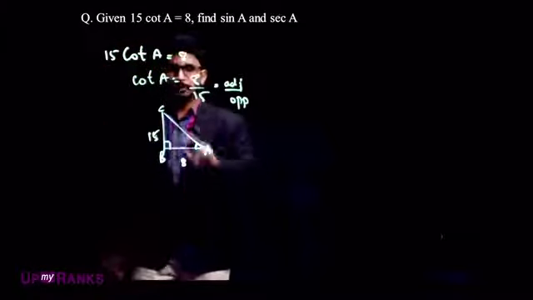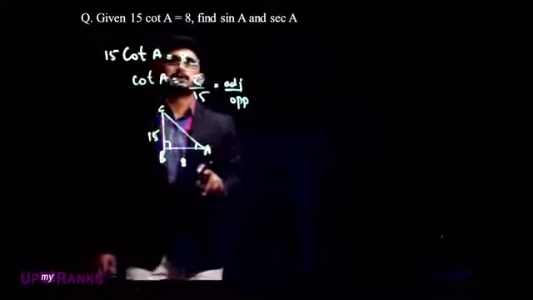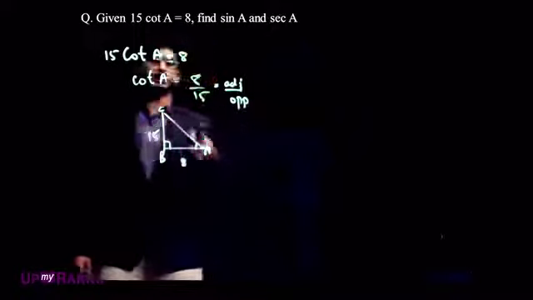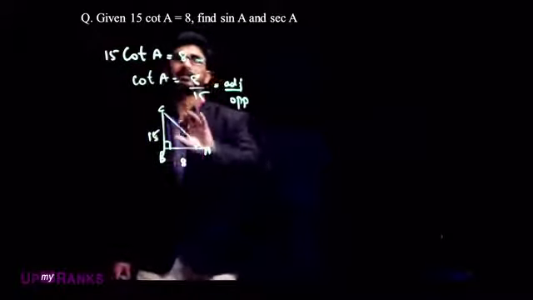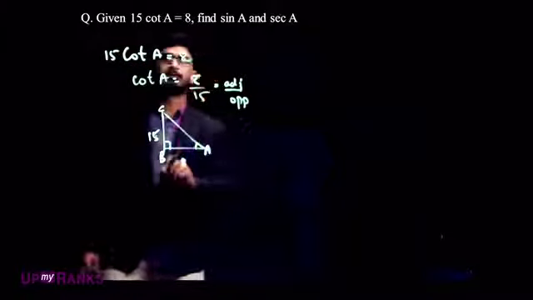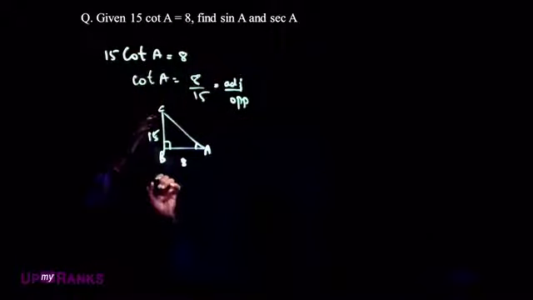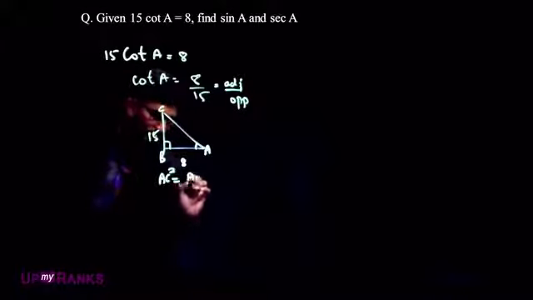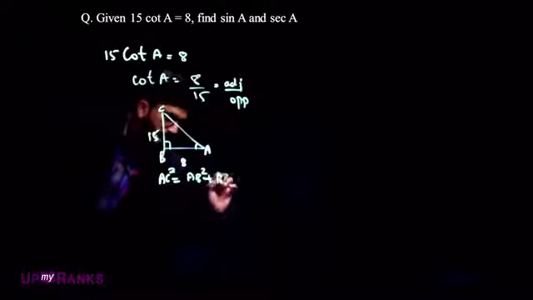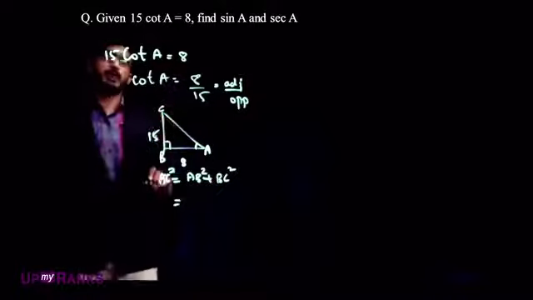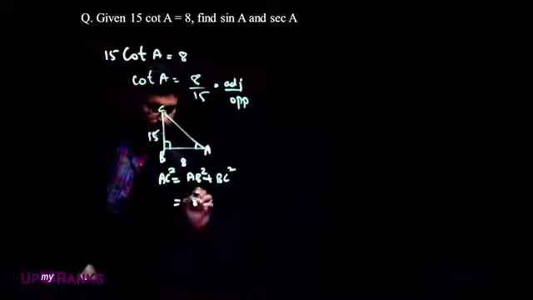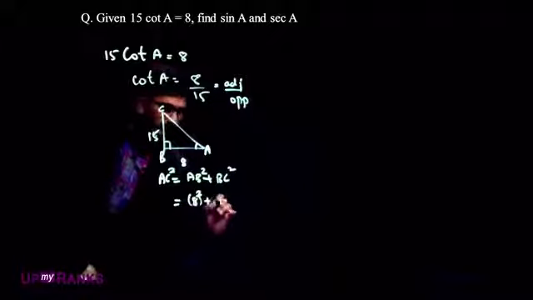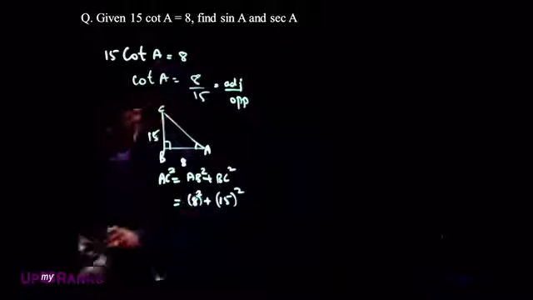Now I have to find AC, because sin A is opposite by hypotenuse, so I need the third side also. When I am doing the trigonometrical ratios, I need all three sides of the triangle. I don't know this, so I have to find it from Pythagoras theorem. Therefore AC square is equal to AB square plus BC square. So children, what do we have here? AB square, which is 8 square, plus BC, which is 15 square.